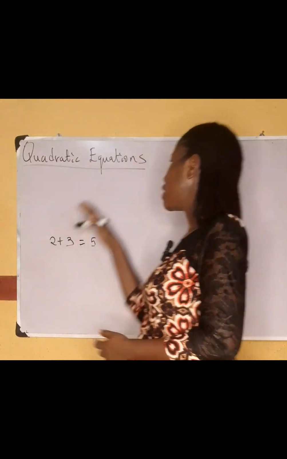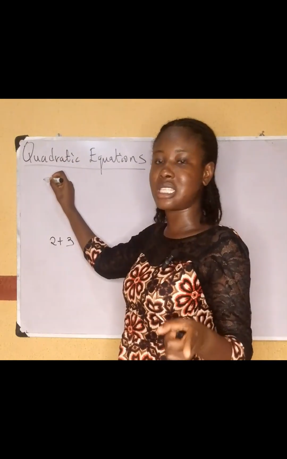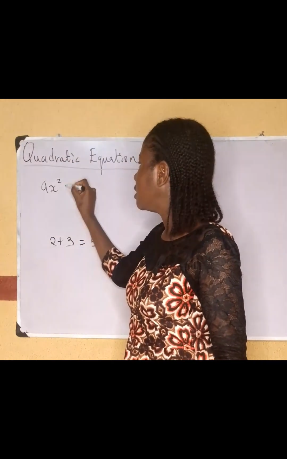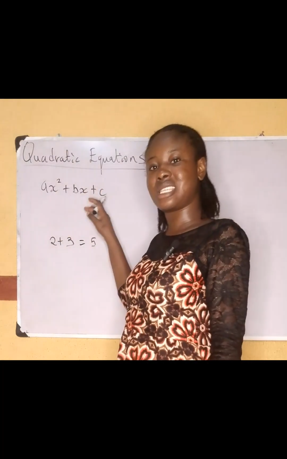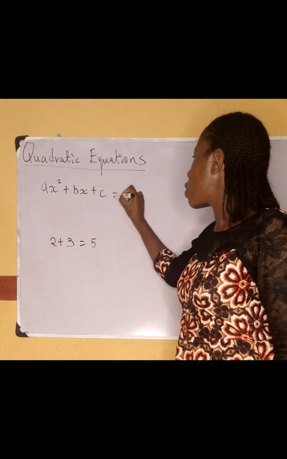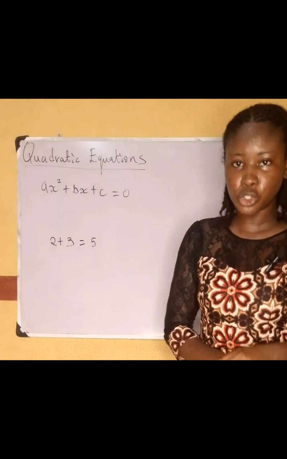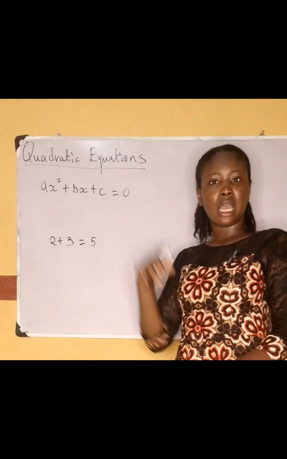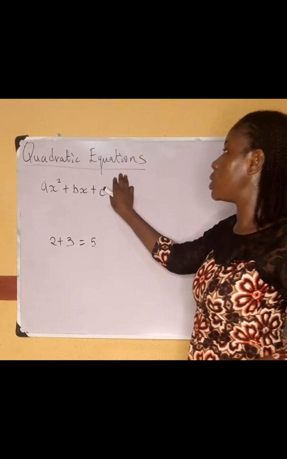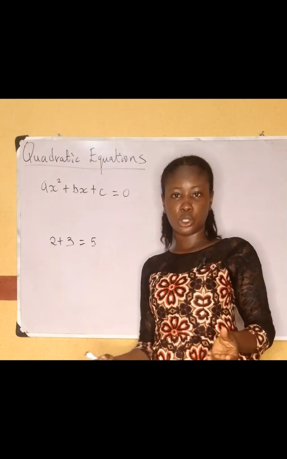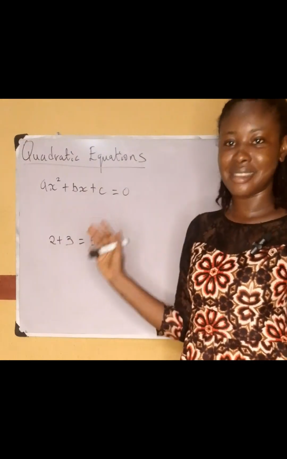Now, back to this. In quadratic expressions, we said the general form is ax squared plus bx plus c. This is the general form of quadratic expressions. But when I add equal to 0, this becomes the general form of quadratic equations. So the one with equality and 0 is called a quadratic equation, but the one without the equality is just a quadratic expression. So that's basically the difference: the equal to sign, that equality sign there.